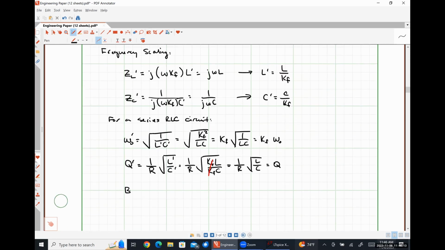From that, the change that we observed in our bandwidth will be omega naught prime over Q prime is KF times omega naught over Q, or KF times our original bandwidth.